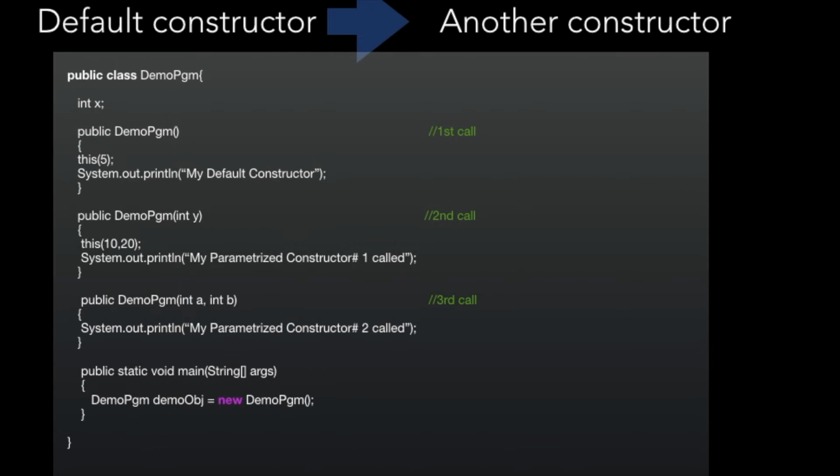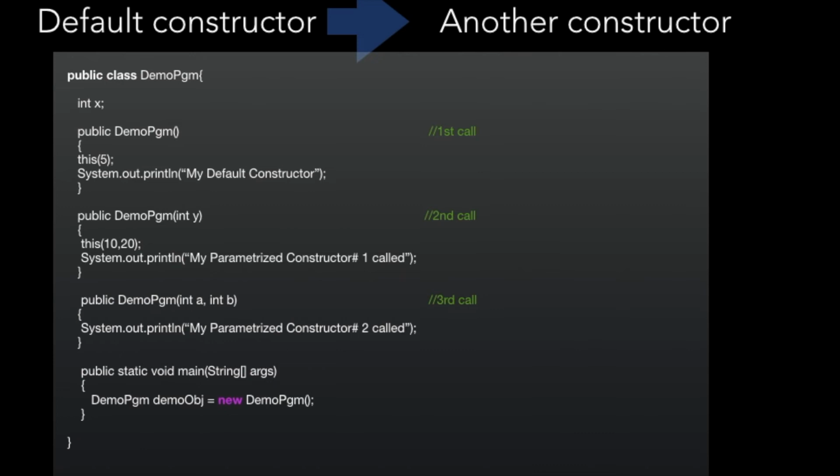So this will make the second call. It will check which constructor has just one integer parameter, and since it can find it, the second constructor has just one integer y. So here the call will go to the second method. In the second method, another constructor has to be called using the this keyword again, because I am passing two more integers as parameters in this keyword.